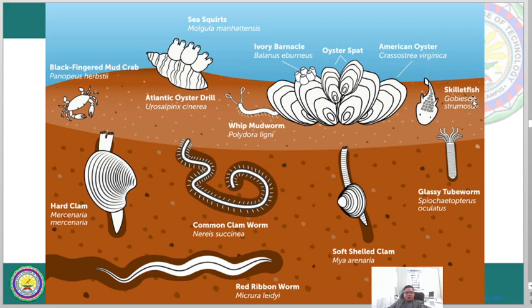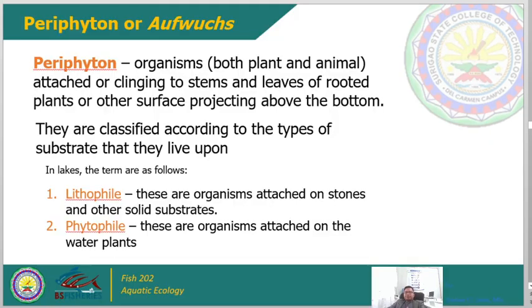And the skilletfish that daily mo atong pelagic area, dito rin siya permanente sa bottom. Glassy tube worm, soft-shelled clams, common clamworm, ribbon worm, and hard clams. So, sila tanan considered as benthic organisms or mga benthos. Some of them are macroscopic and some of them are microscopic, no? Ano yung mga microscopic po ng mga benthic organisms?